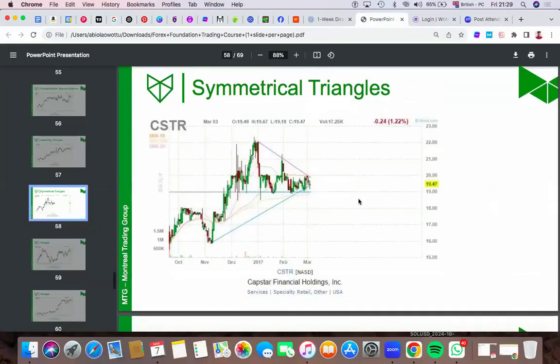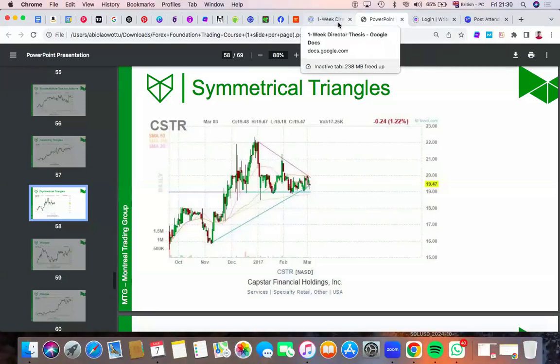So I have a question. Anytime we see this symmetric triangle, then we must know that the coin is going to pump, right? Yeah, with a symmetric triangle, you want to wait for confirmation also. You will be able to identify it on your chart.